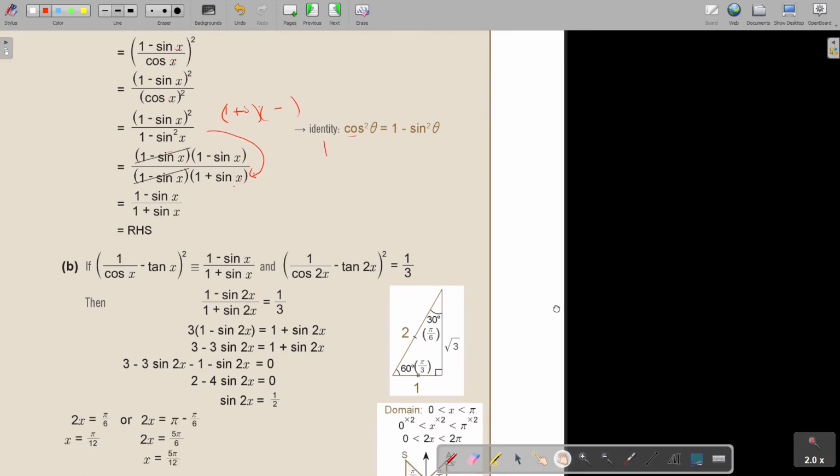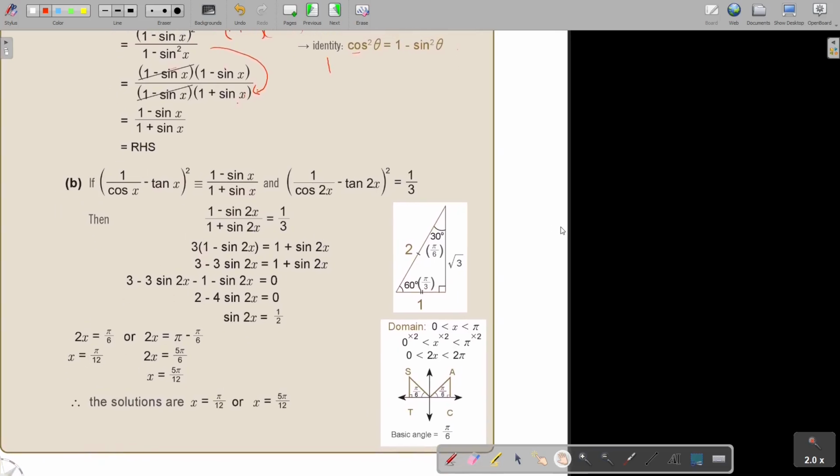Then I'm going to cross multiply, and then I multiply out. Then I take everything to one side. So this is going to be 3 minus 1, so it's 2, minus 4 sin 2x, and that is equal to 0. I didn't show you that step. I don't think it was necessary, but I'll show it now. I divide by negative 4 and it's going to be a half.